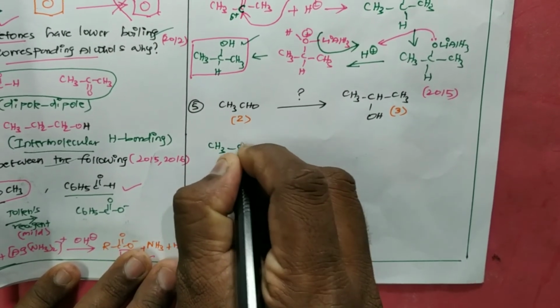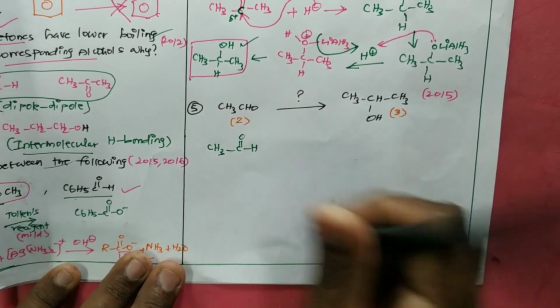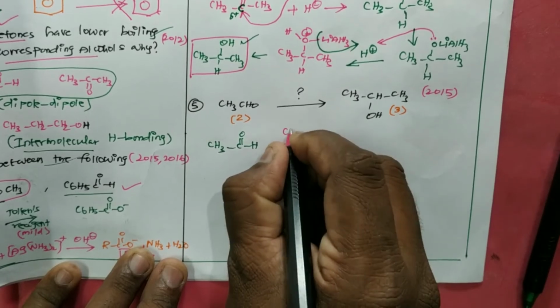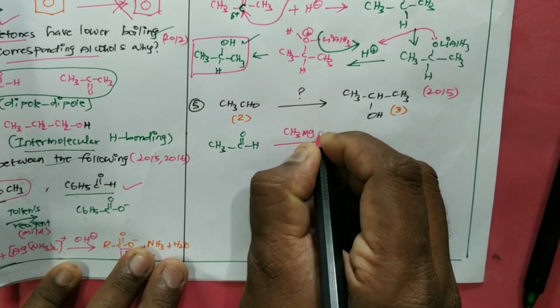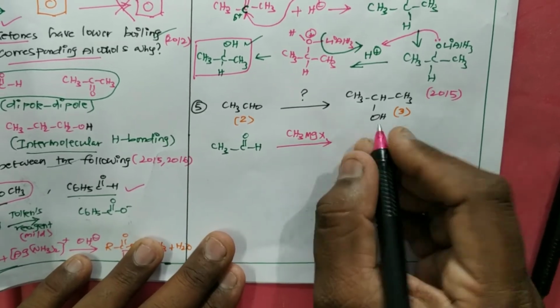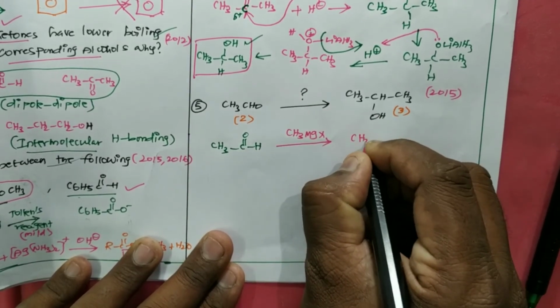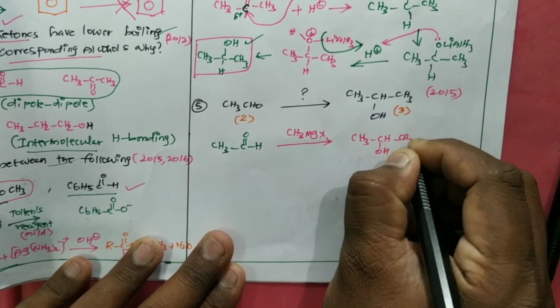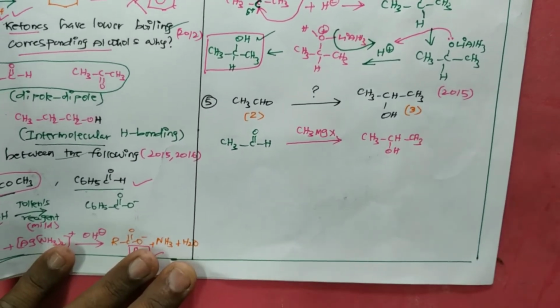So CH3, C double bond O, H is there. So if I'm adding CH3 MgX, this will be acting as a good reagent. Now I will be getting a product that is CH3, CH, so here OH and CH3. Okay, in what way will I be getting this product?